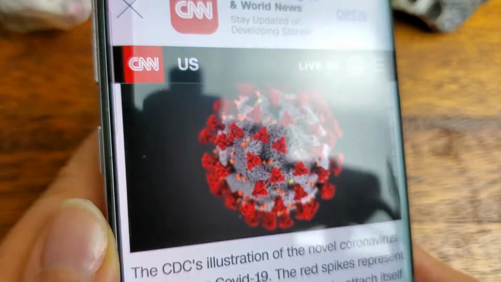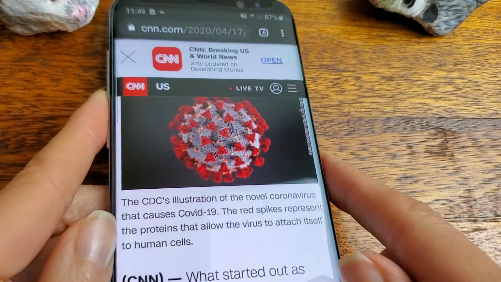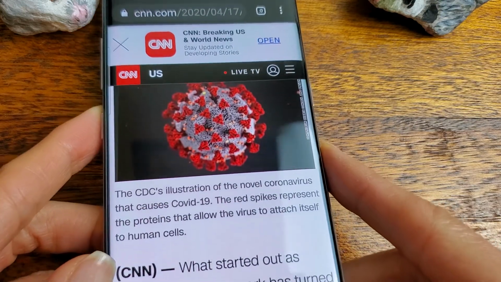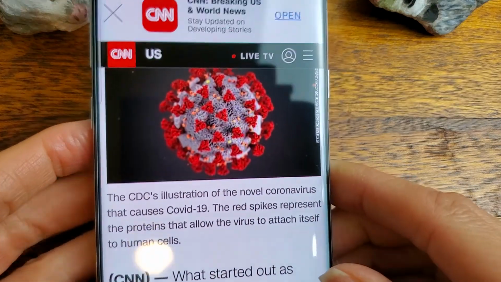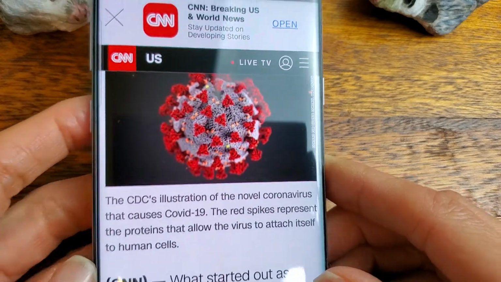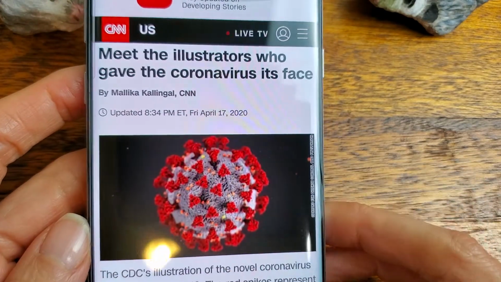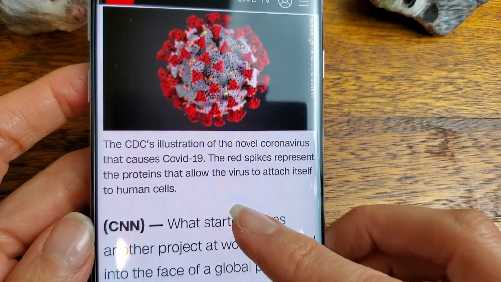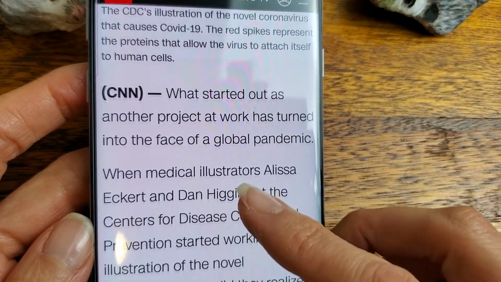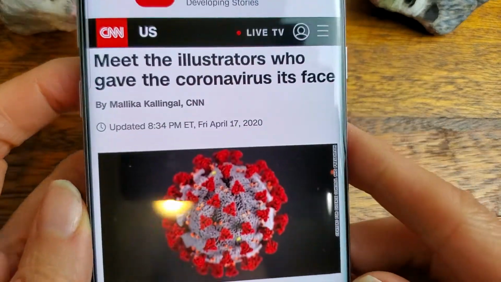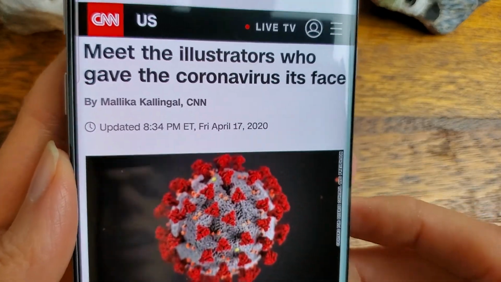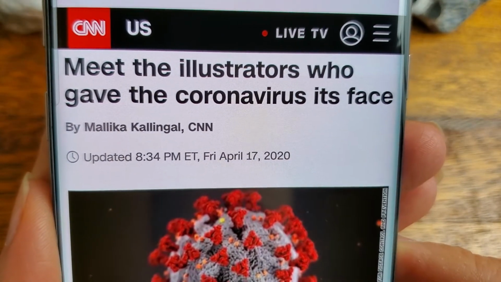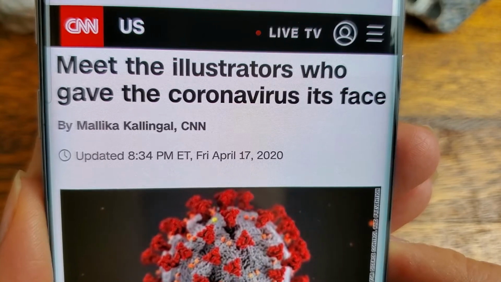So I found an article here on CNN.com, and what I would like to do is just read through this article and you can follow along with me. So this article is called "Meet the Illustrators Who Gave the Coronavirus Its Face."